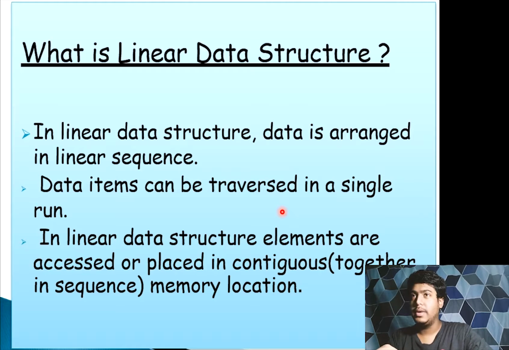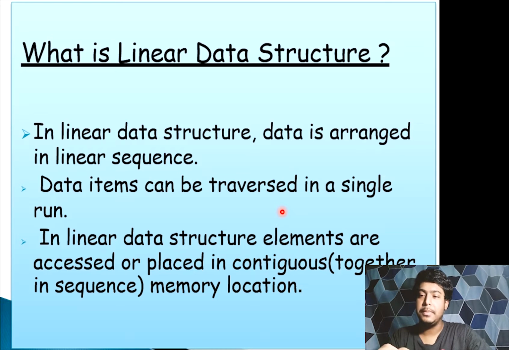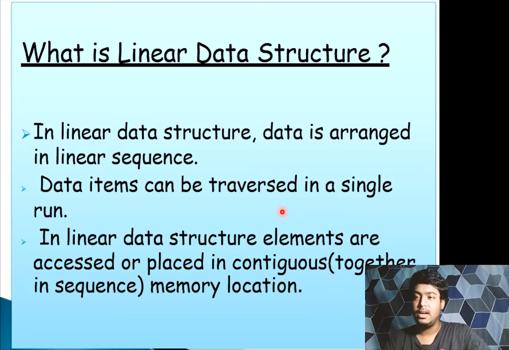So now, what is a linear data structure? In a linear data structure, the data is arranged in a linear sequence. Data items can be traversed in a single run. In a linear data structure, elements are accessed or placed in contiguous memory locations. So we can access them all in a single sequence altogether.